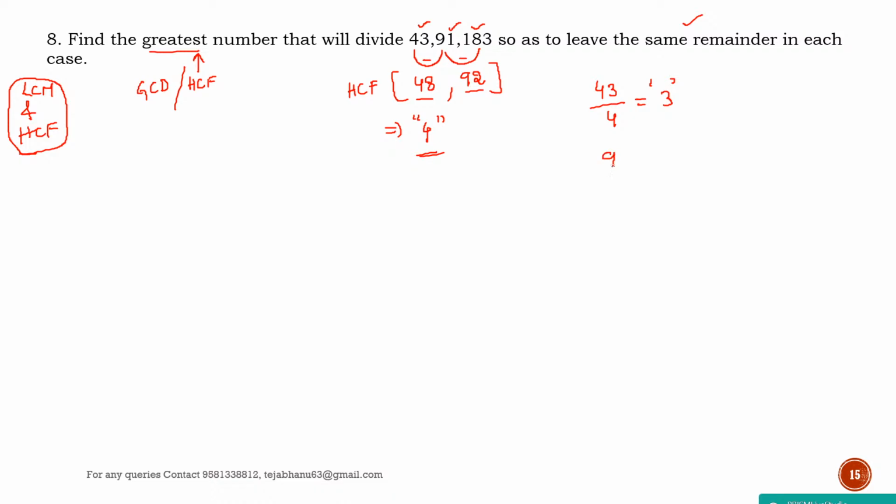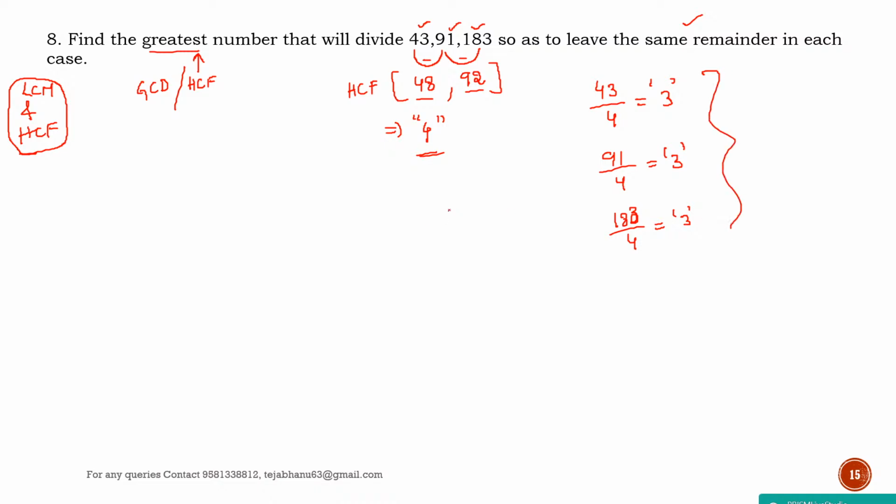Now, 91 divided by 4. 88 is divisible by 4. The remainder is 3. Next, 183 divisible by 4. As we know, 180 can be divisible by 4 and the remainder is 3. I hope it is clear.